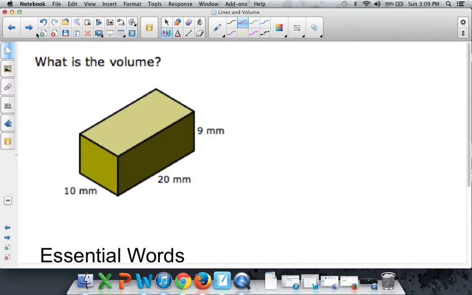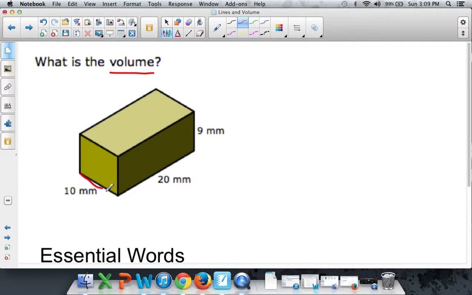And let's talk about volume one more time. One final practice volume problem together. Do you remember how to find volume? Volume? It's all about multiplying. All about multiplying what? The 3 dimensions. The 3 numbers you see on a 3D shape.